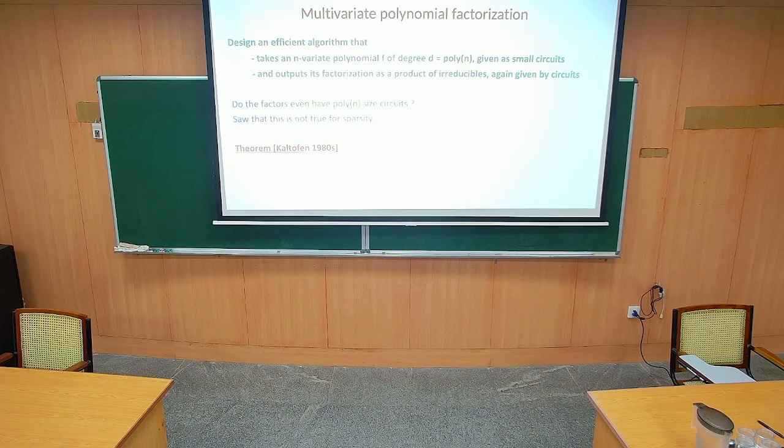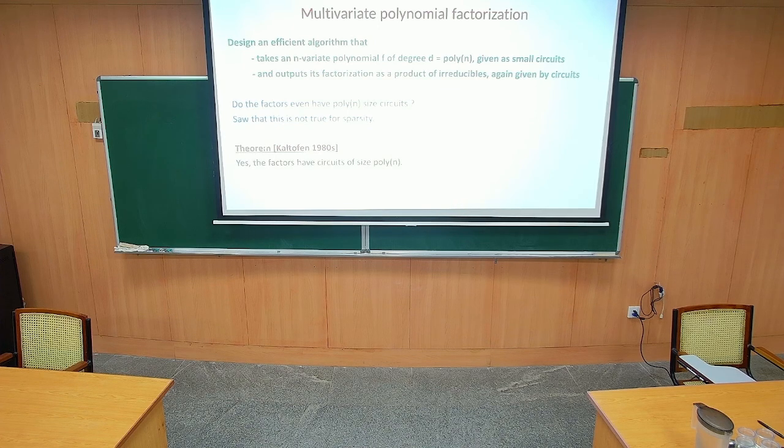Okay, great. So this is a very basic question, and it was studied in a sequence of papers in the 1980s, some by Kaltofen, von zur Gathen, a bunch of people, and culminated in this amazing theorem of Kaltofen in the mid-80s. He showed that in this setting, when you have a polynomial f of degree poly n, and it has a circuit of size s, let's say s is poly n, then the factors also have circuits of size poly n. So the complexity of factors only grows polynomially in the complexity of the original polynomial and its degree.